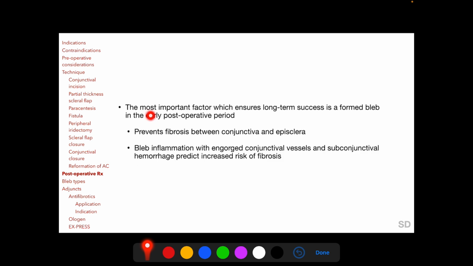The most important factor which ensures long-term success is a formed bleb in the early post-operative period, and this is very important to remember. A formed bleb in the early post-operative period prevents fibrosis from occurring between the conjunctival tissue and the episcleral tissue. Bleb inflammation in the early post-operative period with engorged conjunctival vessels and subconjunctival hemorrhage predict increased risk of fibrosis subsequently, leading to failure of the bleb in controlling intraocular pressure.